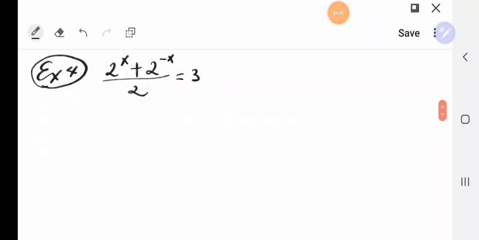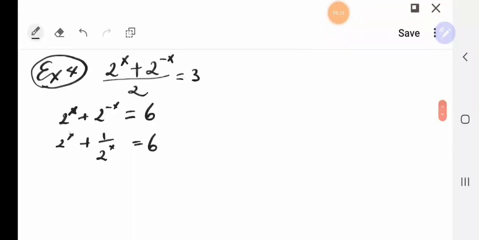Example 4. This equation contains exponents, one is x and the other one is negative x. First of all, let's get rid of this denominator 2. So multiply each side by 2. Then the right side will be 6. If you rewrite this, the negative x can move to the denominator, so it looks like this.